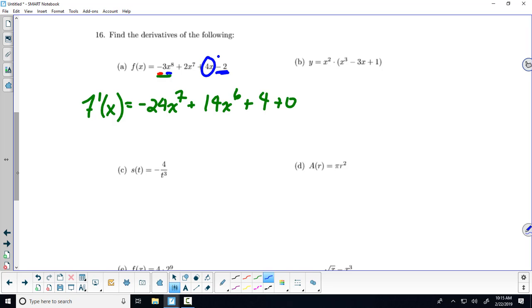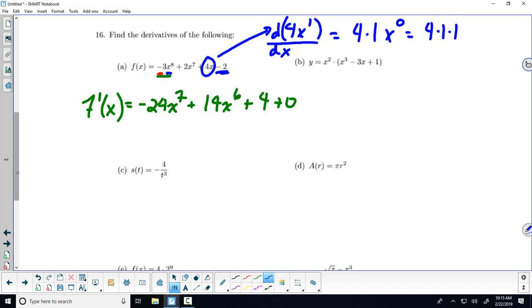Let's look at this right here. I could think of this as 4x to the first power. And if I take the derivative of 4x to the first power, I would bring down the exponent. That's 4 times 1, x to, subtract 1 from the exponent, right? But what is anything to the 0th power? So the power rule does help me take the derivative of that term. So you're welcome to think of it through the lens of the power rule.